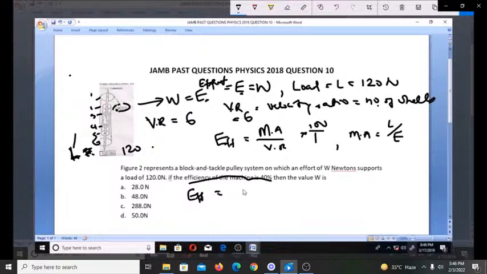So having known all this formula, we can now calculate efficiency. Efficiency is equal to MA. MA is L over E, and L is 120 here, all over E. So in place of MA, I'm putting L over E. Then this all over VR. This is efficiency is equal to MA over VR, and MA is already L over E, which is 120 over E.